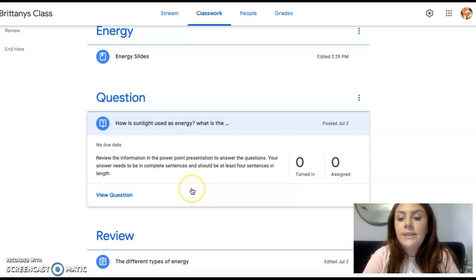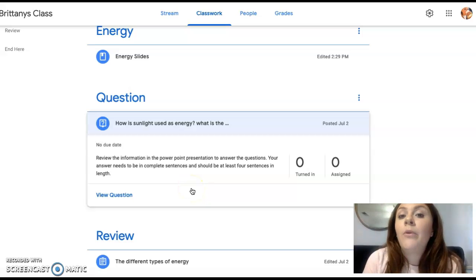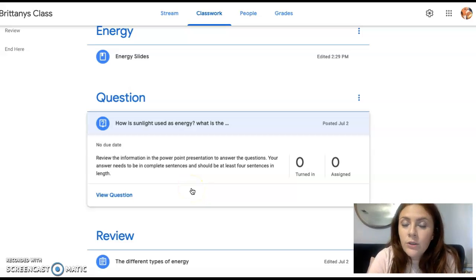And I want you guys to answer this. Remember that we're using our complete sentence model. So our sentences begin with a capital letter and end with a punctuation. I want you to make sure that you are writing at least 4 sentences for this answer. So I want a paragraph, okay? 4 to 5 sentences, but I put right here the minimum is 4 sentences in length.